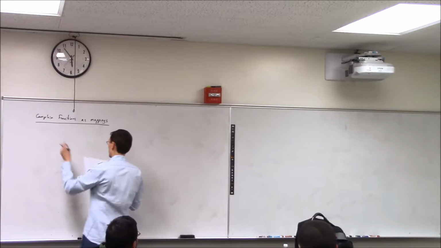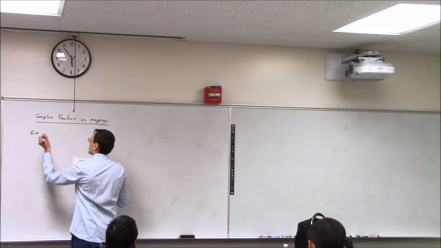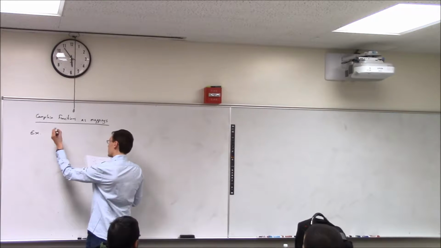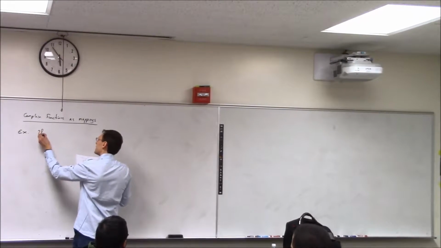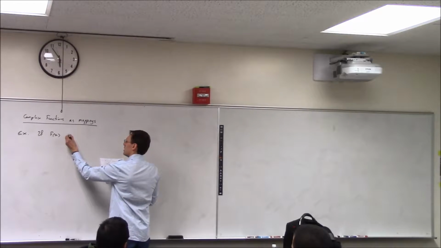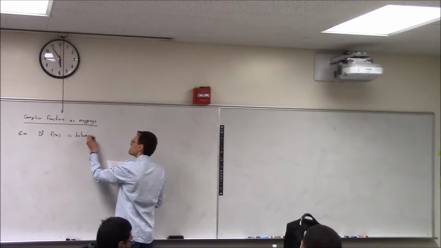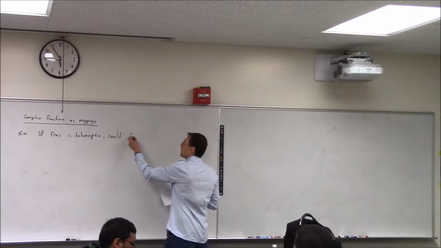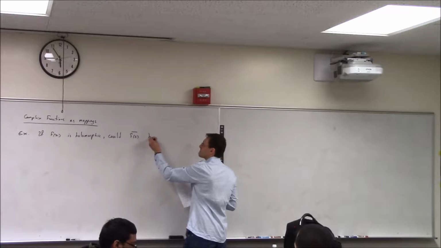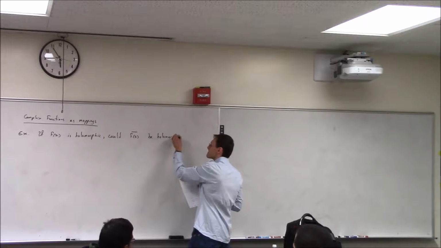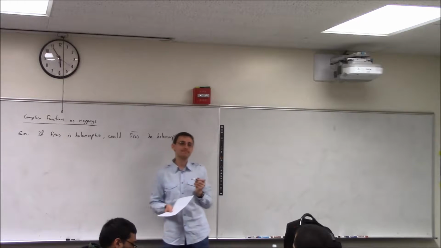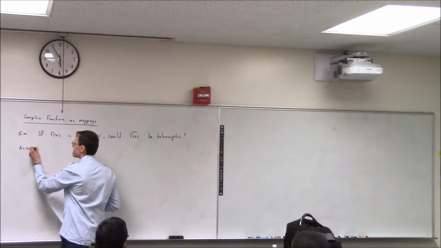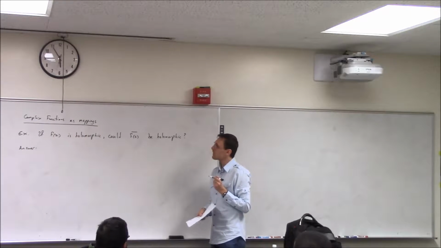There are a few other things about it. So let's consider some examples and consequences of what holomorphic functions imply. First example: if f of z is holomorphic, would f of z bar be holomorphic? What do you think? So what do we mean?